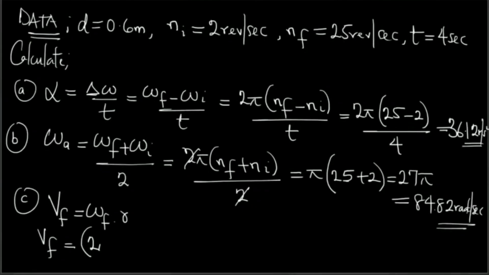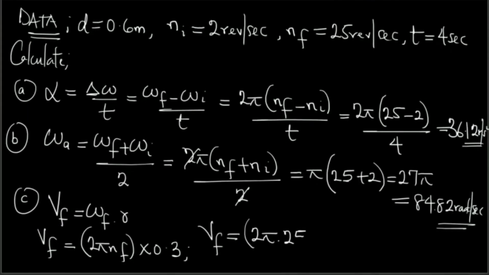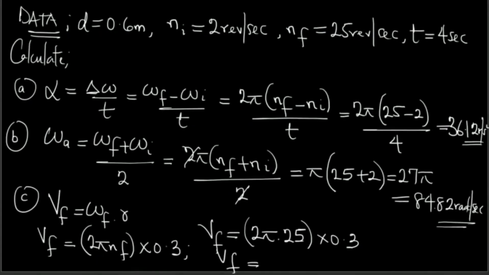So this is going to be 2 pi. The radius is going to be 0.3, so 0.6 is the diameter. So the speed after 4 seconds would be 2 pi, the final one there is 25, then multiply by 0.3. So the final velocity will be what? That's the speed after 4 seconds. That's the answer, 47.13 meters per second.